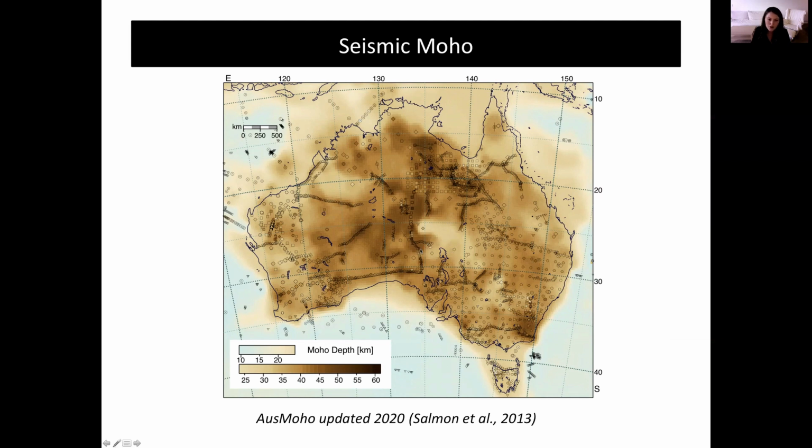And right juxtaposed next to it is some of the thickest crust, or the deepest Moho, of up to 35, 40, 45 kilometers beneath central Australian provinces. So we're interested to see if we can find out more about this transition from this deeper to shallower Moho within this region.